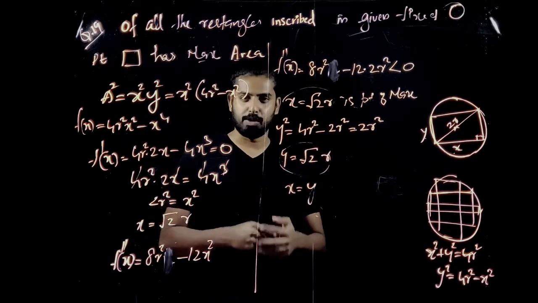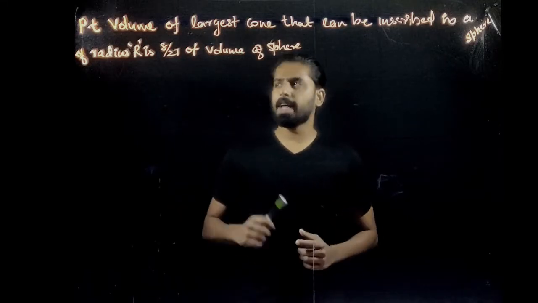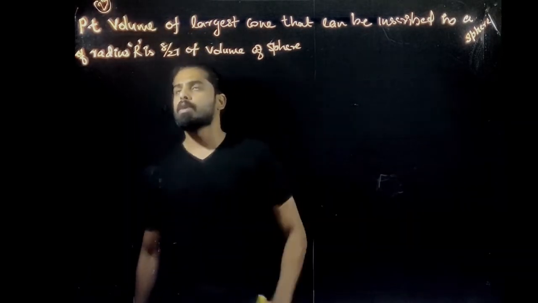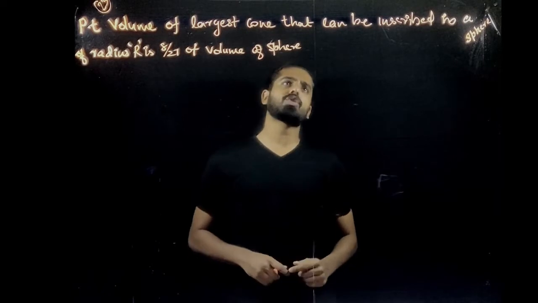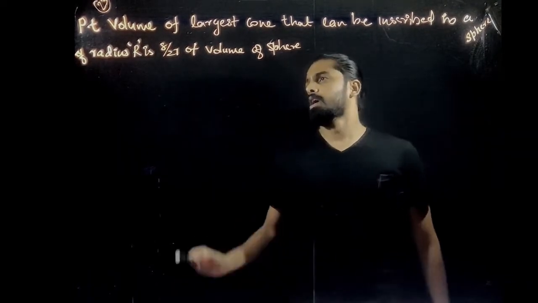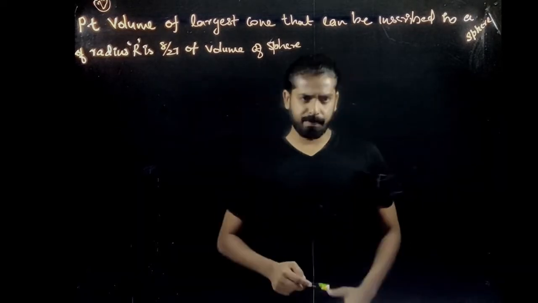Now let's move to the next question. The next question is question number 23. Prove that the volume of the largest cone that can be inscribed in a sphere of radius r is 8 by 27 of volume of sphere.